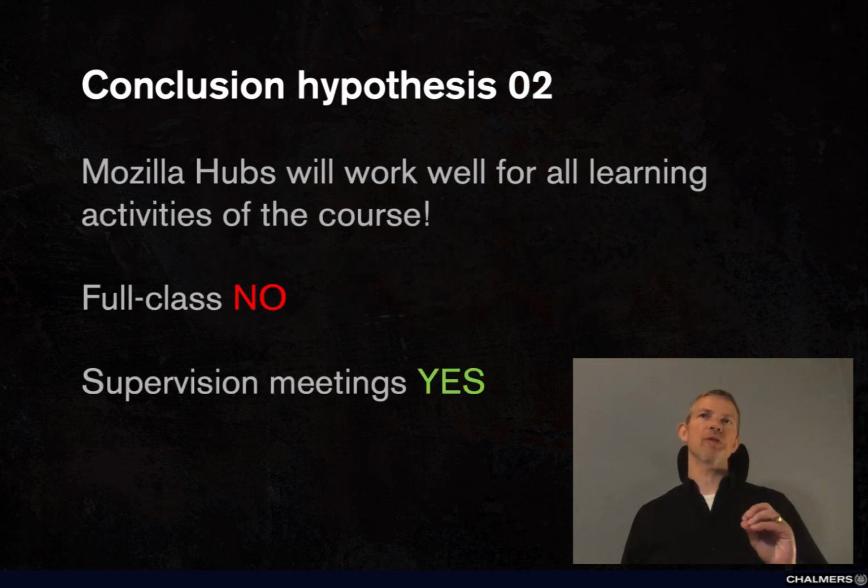Hypothesis 2 was that Mozilla Hubs would work well for all learning activities of the course. And for the full class, this was no, it did not work well. However, for the supervision meetings, it was a yes, it worked quite well.